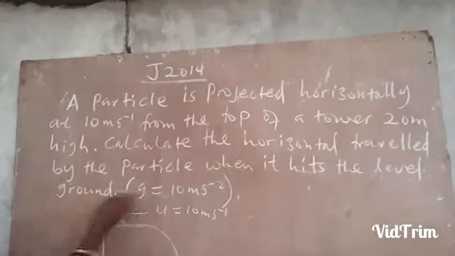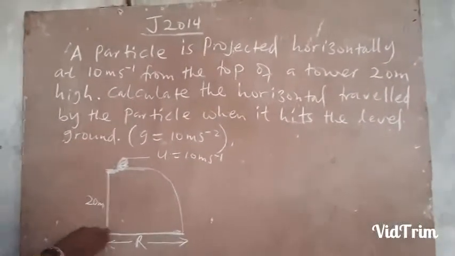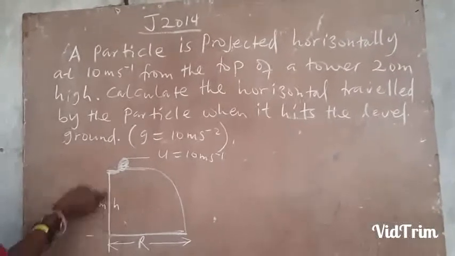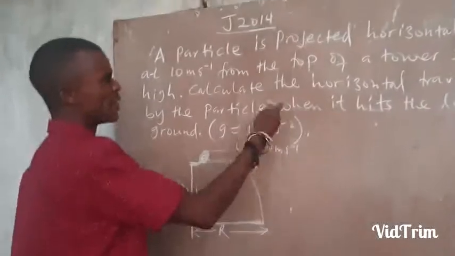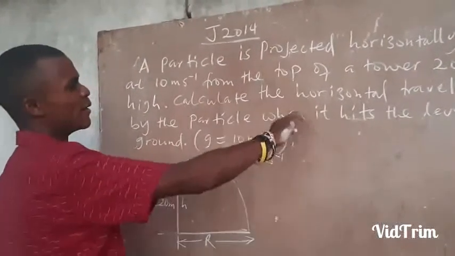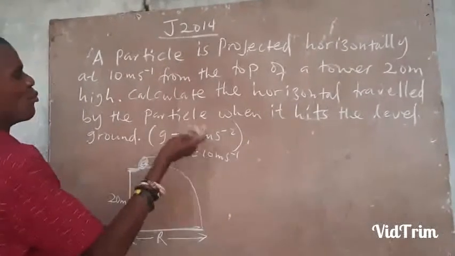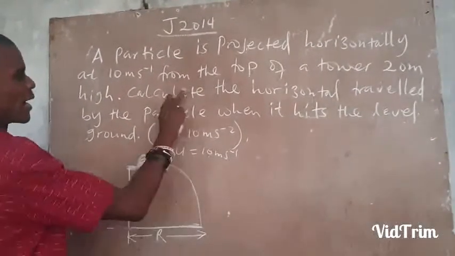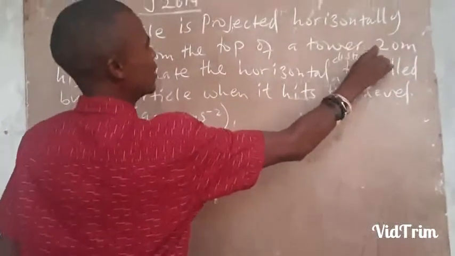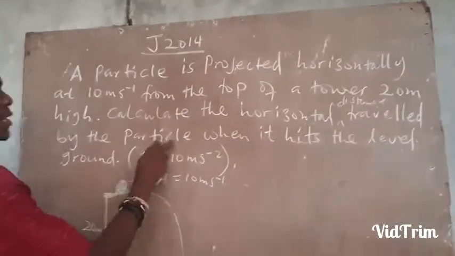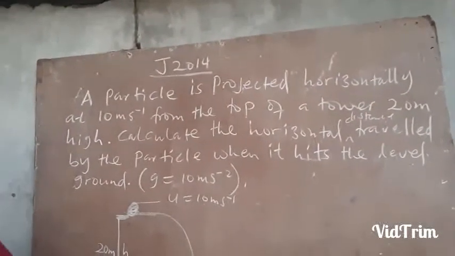From the top of a tower 20 meters high. That is what I have indicated here. So the height from here to here, which is h, is 20 meters, but the speed is 10 meters per second. The question says, calculate the horizontal distance traveled by the particle when it hits the level ground. That means the horizontal distance traveled is the range here.